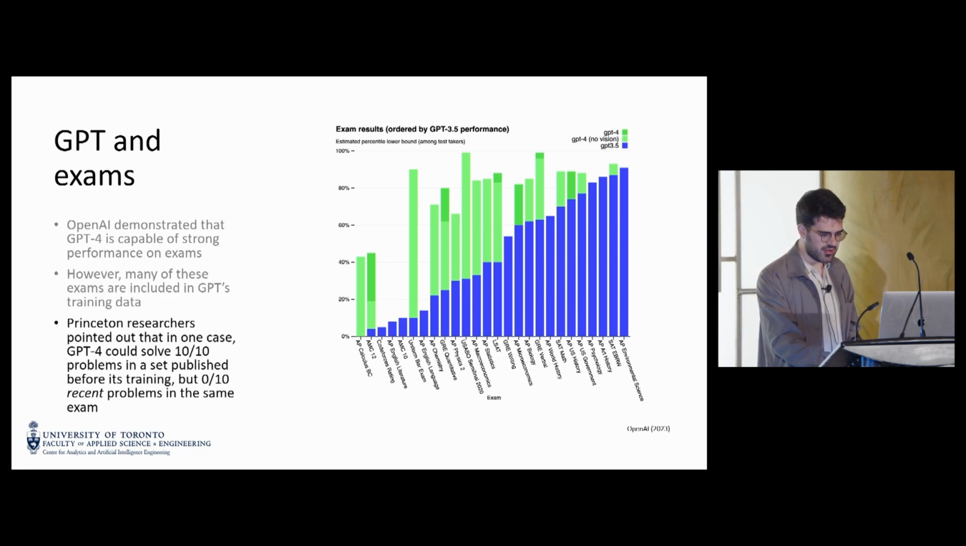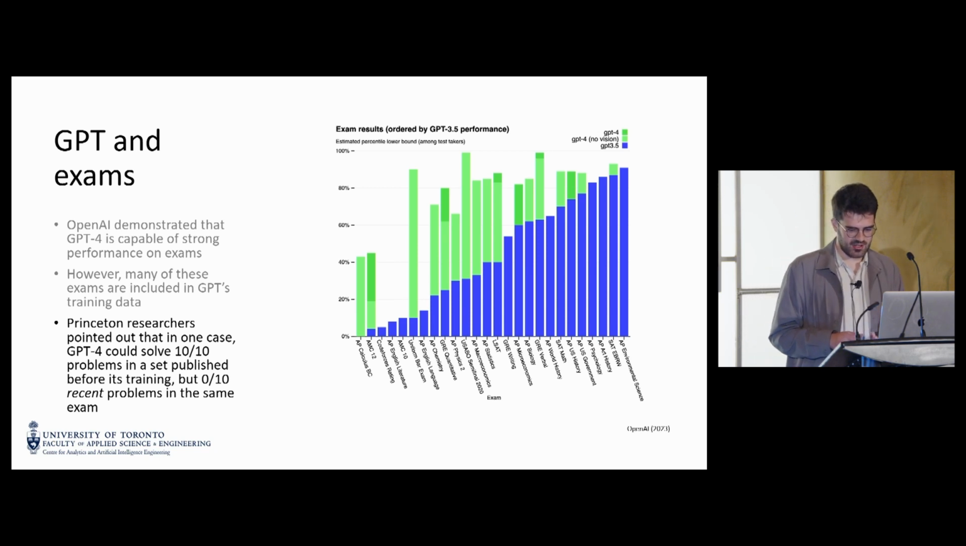On this note, there were a pair of Princeton researchers who put this to the test by comparing GPT-4's performance on two examples of the same exam. One was administered before GPT-4 was trained and one after. They found that while GPT-4 scored perfectly on the earlier exam, the model didn't get a single answer on the later one.